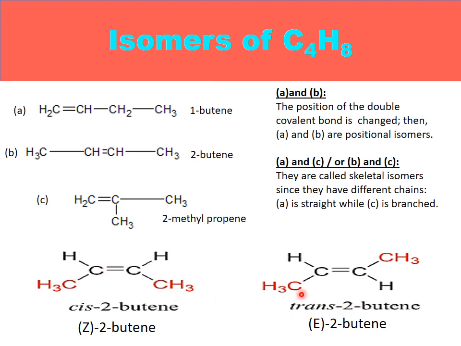And here, if the 2 alkyl groups, 2 CH3 groups, are directed in opposite directions, then this example is called trans-2-butene. Trans, since they have opposite directions. 2-butene, since the double covalent bond is attached to the second carbon atom. So cis-2-butene, or you can represent it as Z-2-butene, and trans-2-butene, or you can write it as E-2-butene. So these are the isomers of C4H8.